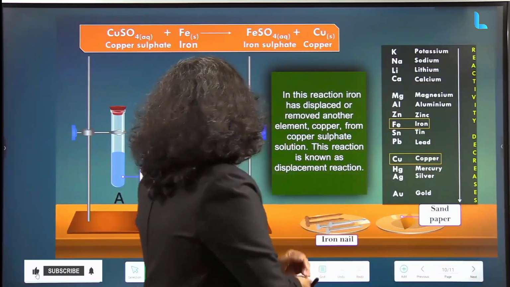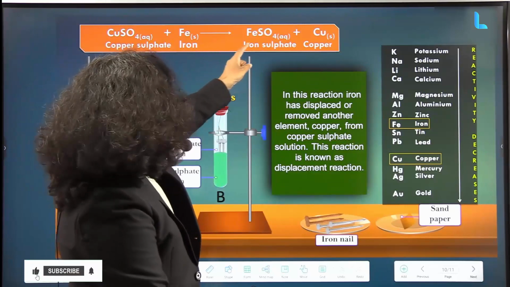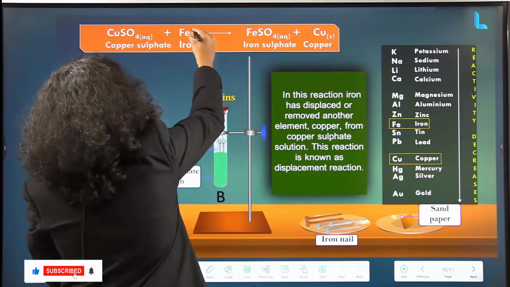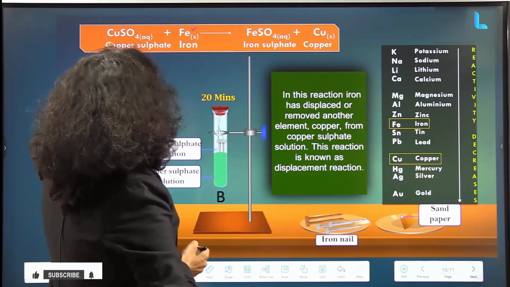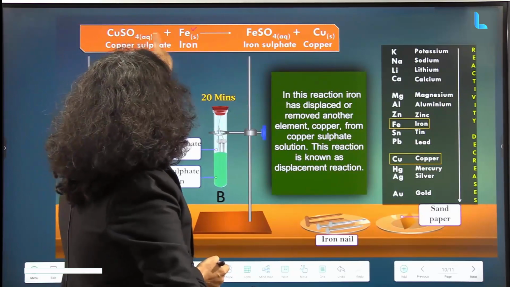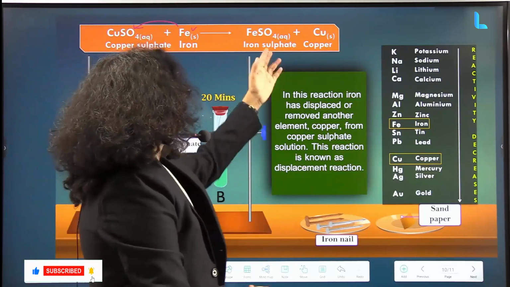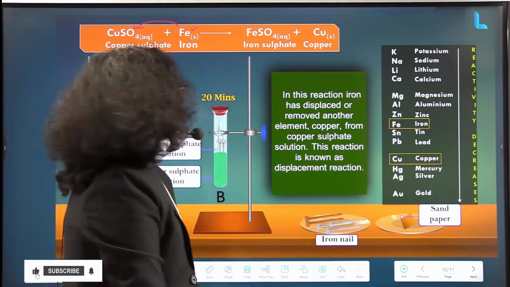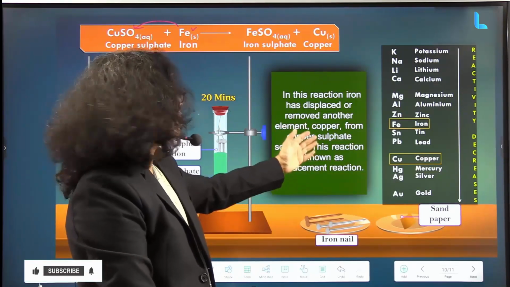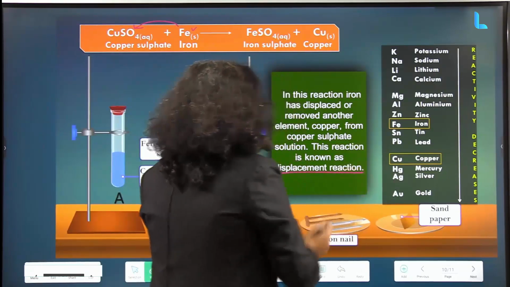So why is this happening? Here you can see copper sulfate plus iron gives ferrous sulfate plus copper. Iron is more reactive, so it will displace copper from copper sulfate solution and the bond will break here. Fe will combine with sulfate and you get FeSO4, and copper will form as a precipitate. So in this reaction iron has displaced or removed another element, copper, from copper sulfate solution. This reaction is known as a displacement reaction.